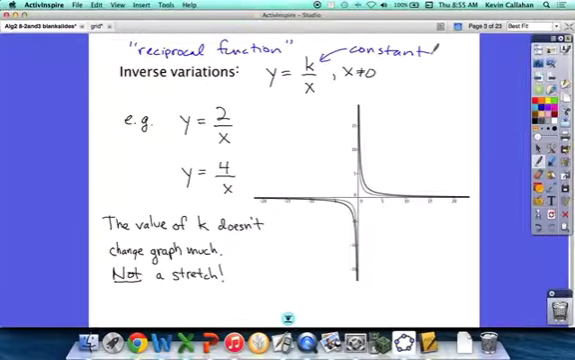Examples would be y equals 2 over x, y equals 4 over x, right? There's going to be a number there, right? You're not going to deal with a k. It'll be a number.